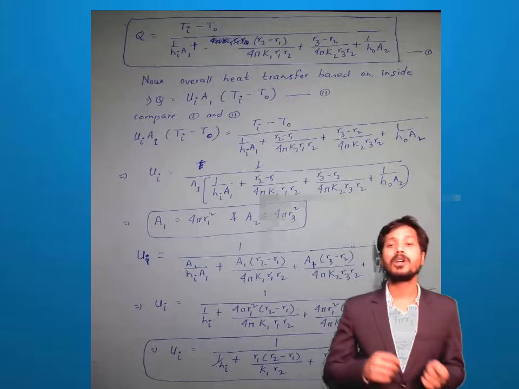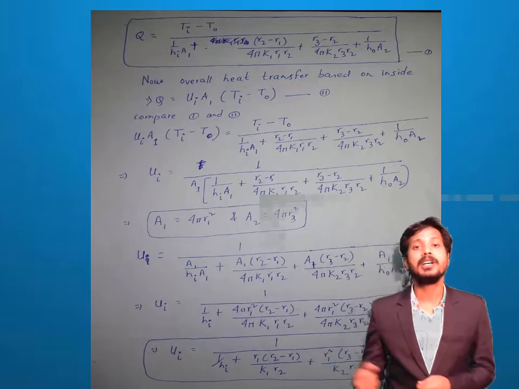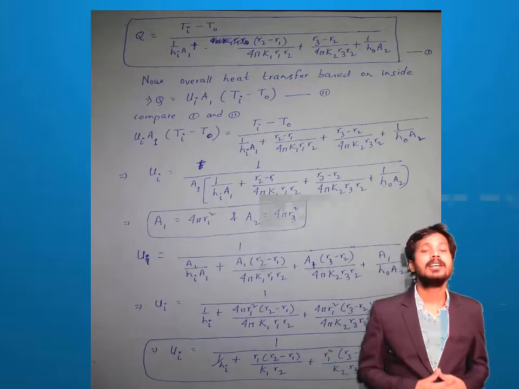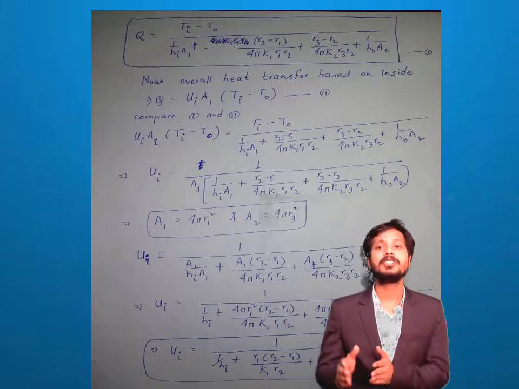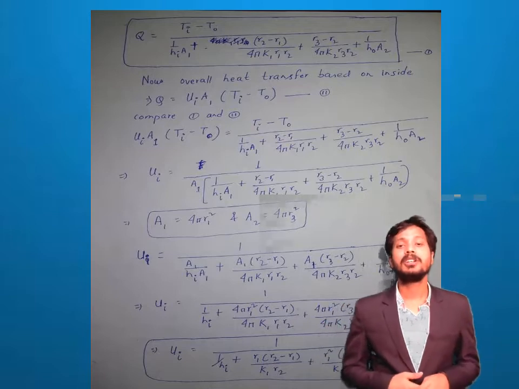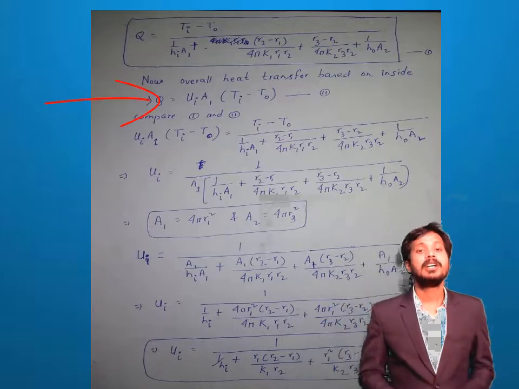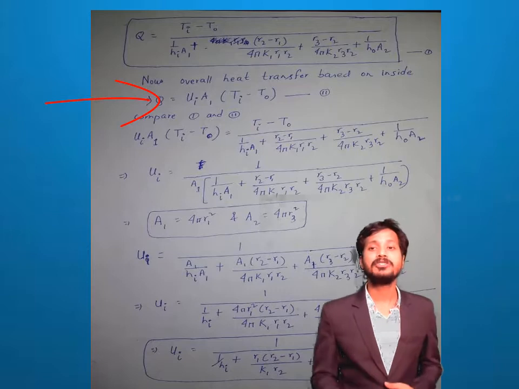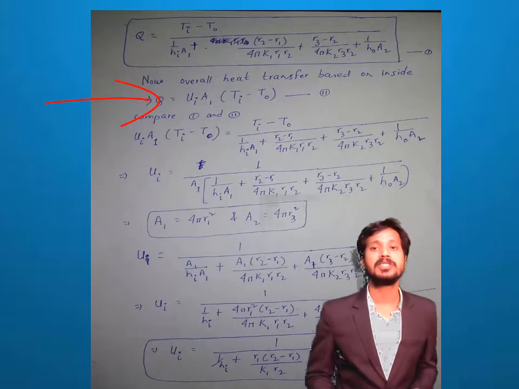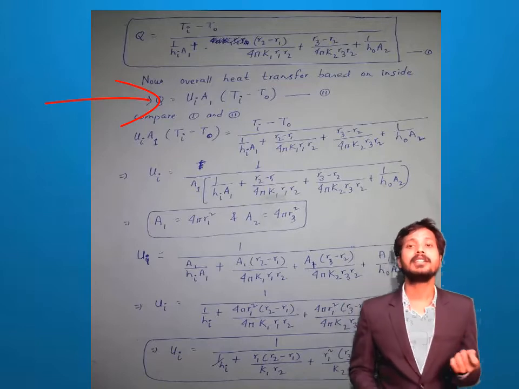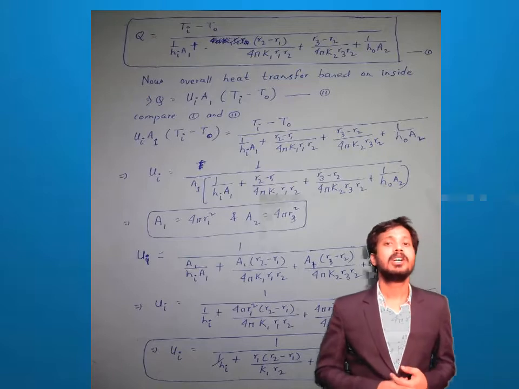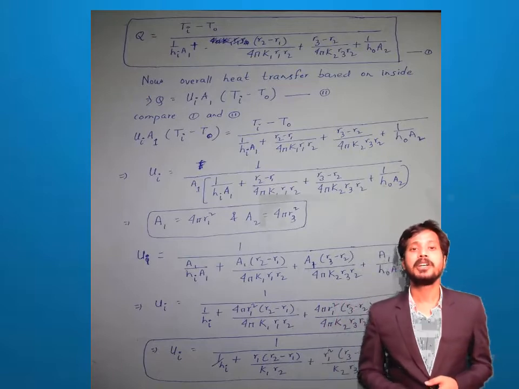Same if you want to calculate the area of the second sphere, the third sphere, then we have 4 pi r3 square. So the area of each and every sphere is not the same. That's why you can't take the overall heat transfer coefficient concept as it is, so you have to modify this concept. We have to take the overall heat transfer coefficient based on either inside or outside. So let's begin with the overall heat transfer coefficient based on inside.